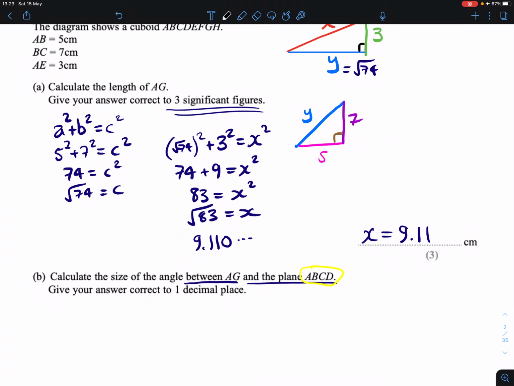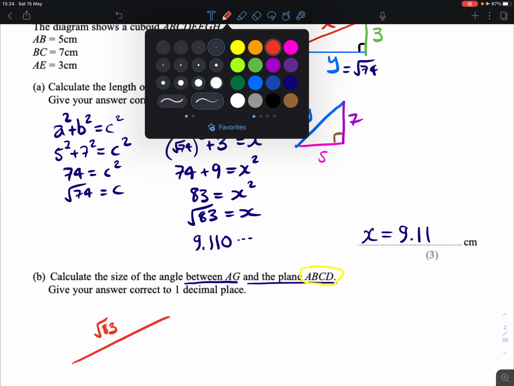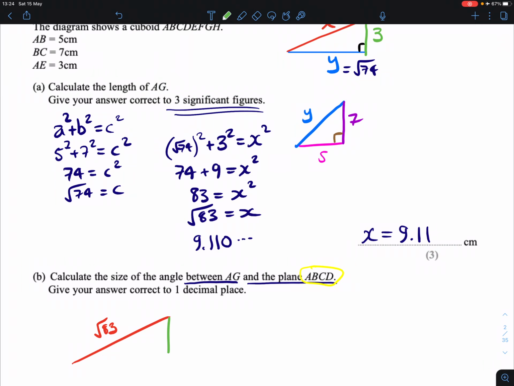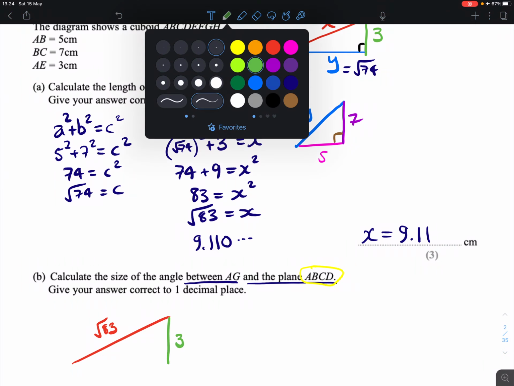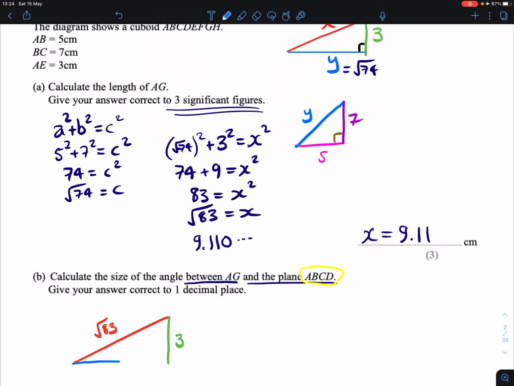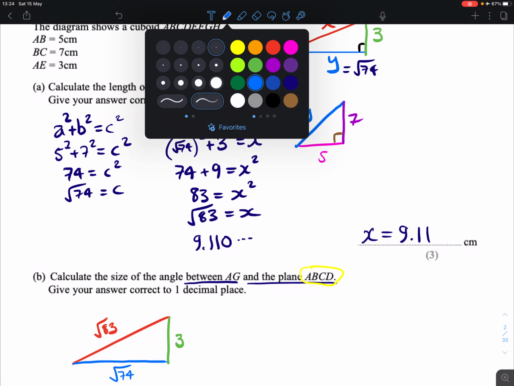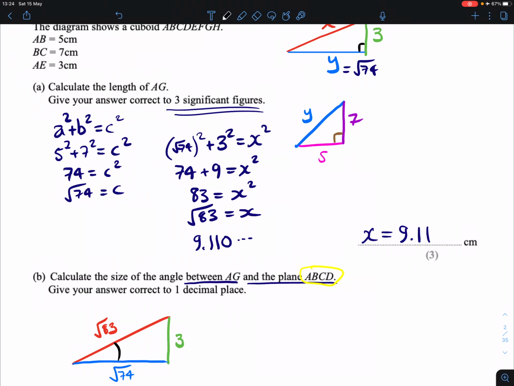Just to redraw it, the relevant colors. I can also put in the information from previously. I'm going to write root 83 because it's technically more accurate than this. But as you'll see in a moment, you don't even have to use it. We have 3 there, and then our base was root 74. Again, I'm going to use that instead of the decimal, and we're looking for this angle here, which we'll call theta.